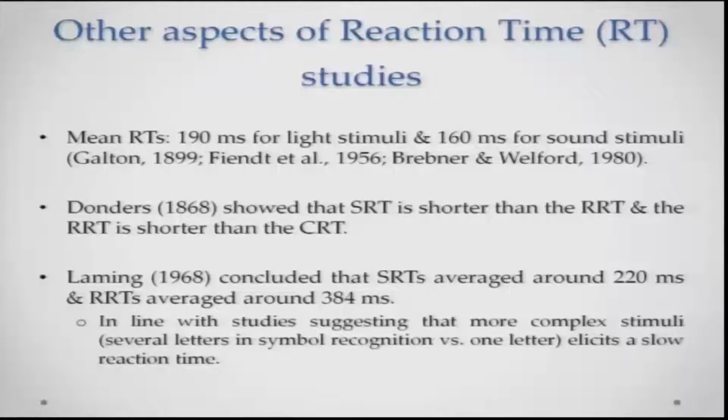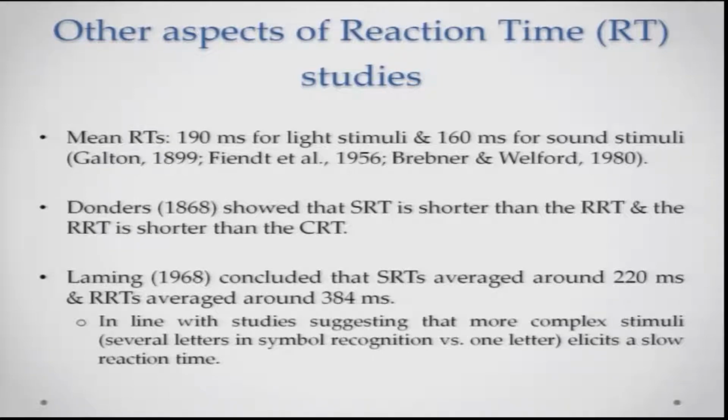Now, let us talk about a few other factors about reaction time studies. There is some knowledge which has been established. For example, the mean reaction time for light stimuli is generally around 190 milliseconds. The mean reaction time for sound stimuli is generally about 160 milliseconds. Donders showed that the simple reaction time is shorter than the recognition reaction time, which in turn is shorter than the choice reaction time. So, choice reaction time is the most difficult of the three kinds of reaction time task.